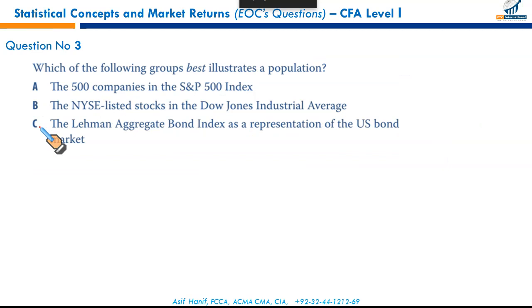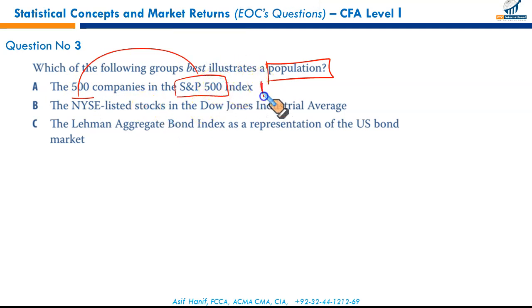See, the questions are straightforward, which are expected to be difficult because EOC questions are considered to be challenging. Which of the following groups best illustrates population? Population. The whole set of data under consideration. 500 companies in S&P 500 index. All the companies in S&P 500. This is population. The whole set of data within the particular context represents population.